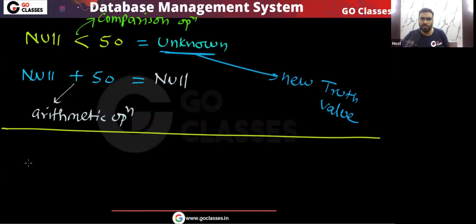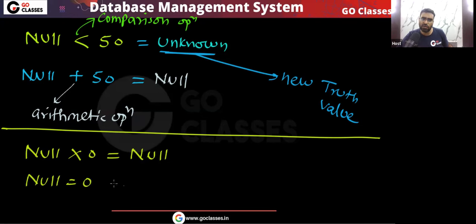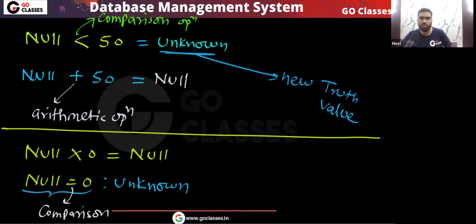Is this point clear? For example, what is null multiplied by 0? That is null. Very simple. But tell me, what if I write null is equal to 0? Now this is a comparison, so this will be unknown. Very simple. All these points are very simple.